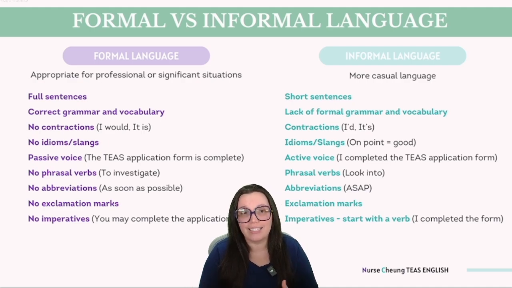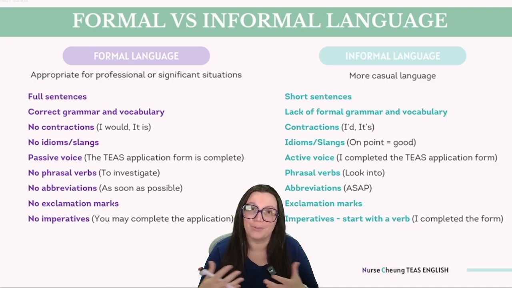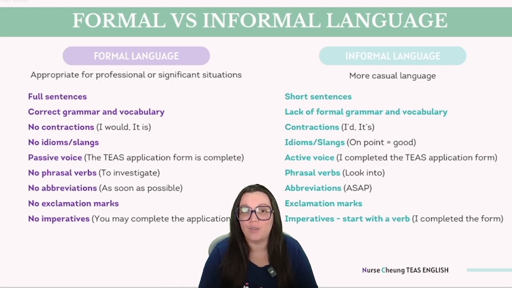Formal language typically utilizes complete sentences with correct grammar and vocabulary, while informal language often features shorter sentences with less stringent grammatical rules and simpler vocabulary. Contractions, which are abbreviated forms of words where an apostrophe replaces missing letters, are generally avoided in formal language but are commonly used in informal texts. For example, in formal settings, one might say "I would," whereas in informal settings, the contraction "I'd" would be acceptable. Idioms, which are figurative expressions unique to a language, are usually not used in formal language but can be freely used in informal communication.